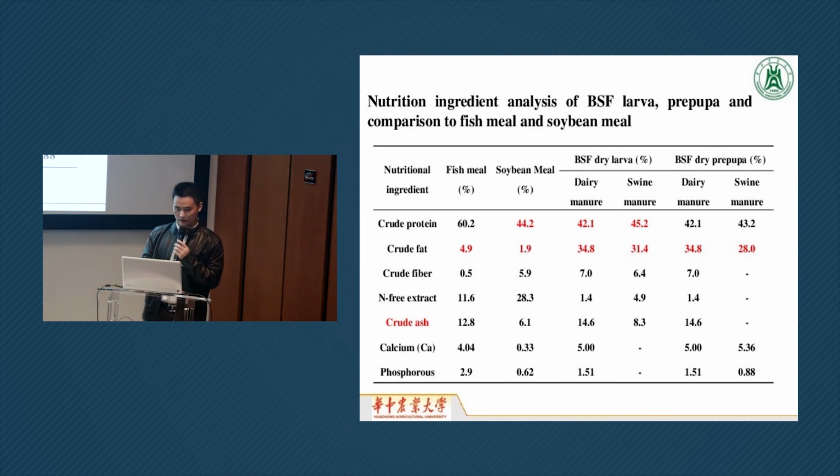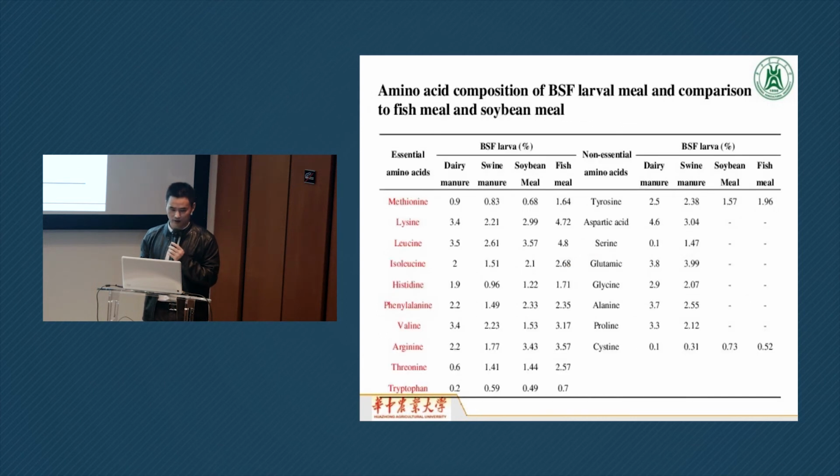Here is a nutrient analysis of larvae, prepupae, and the comparison to fish meal and soybean meal. So the crude protein content is comparable to soybean meal, but it's lower than fish meal. But the crude fat content is much higher than the others, and in the amino acid comparison, it's very balanced, and it's good for animal consumption.